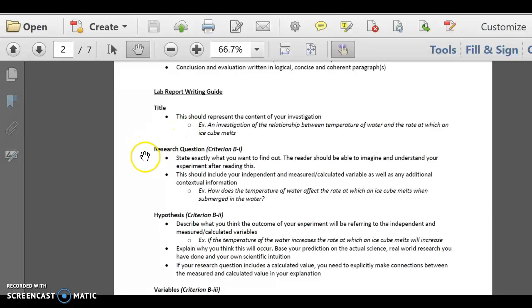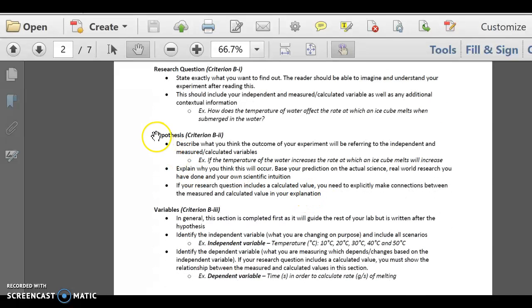Now, this time around, I've given you the research question, so that's already provided. And we're going to look at hypothesis. So again, a hypothesis describes what you think the outcome will be. It specifically describes it in terms of changes to the independent variable and the effect that that's going to have on either measured or calculated variables, the dependent variable.